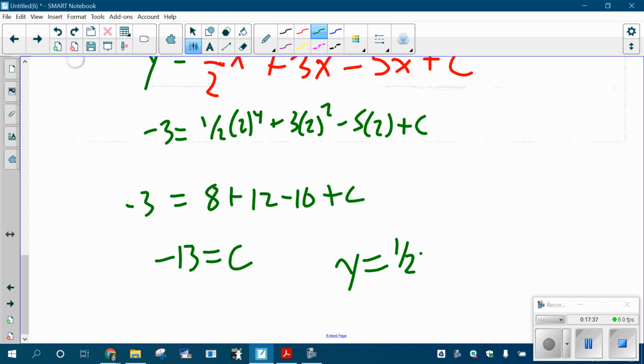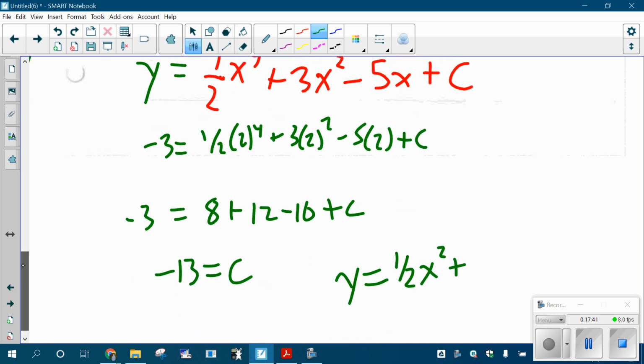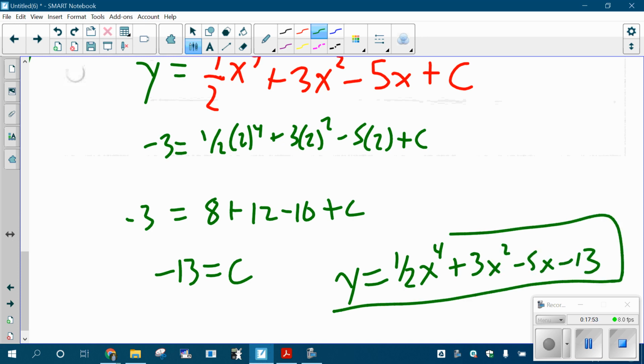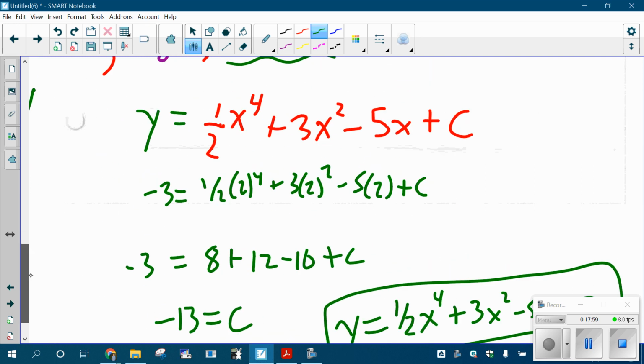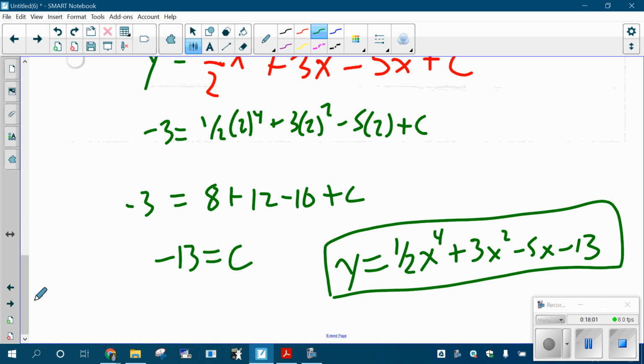I figured out that the only function, sorry, oops, that was to the fourth. I figured out that the only function that has this derivative and goes through this point is this function. So that is the one solution to that differential equation.